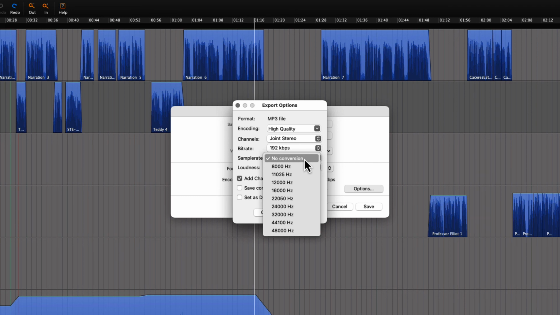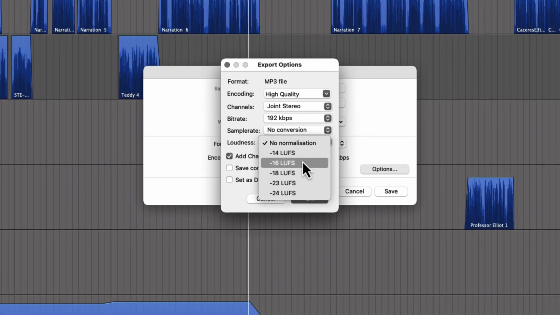The sample rate and the loudness normalization are the same as we saw with the WAV files. And again, -16 LUFS is the most common setting for podcasts.